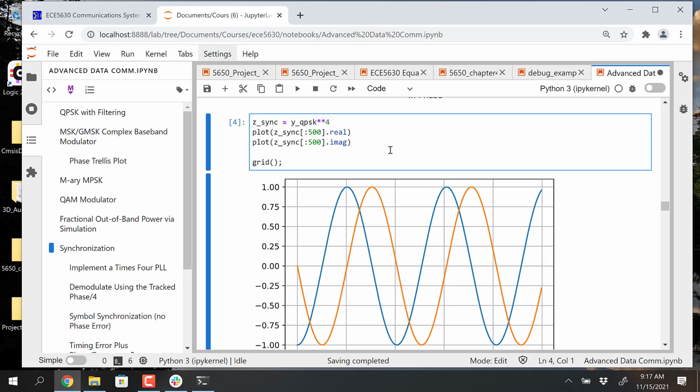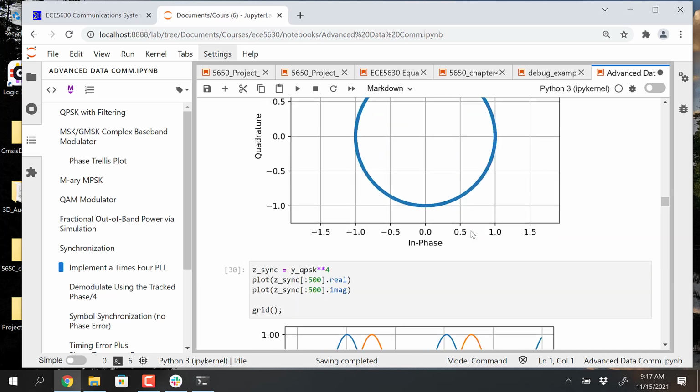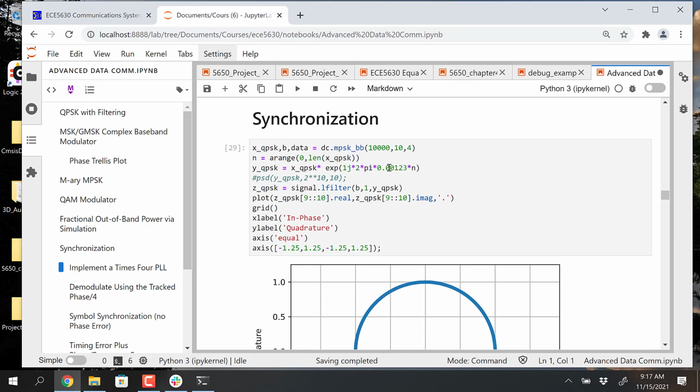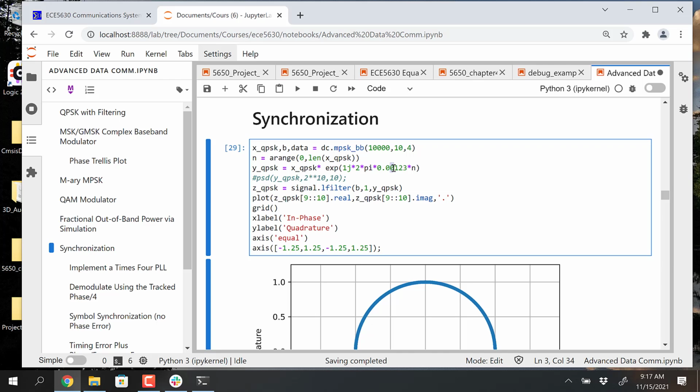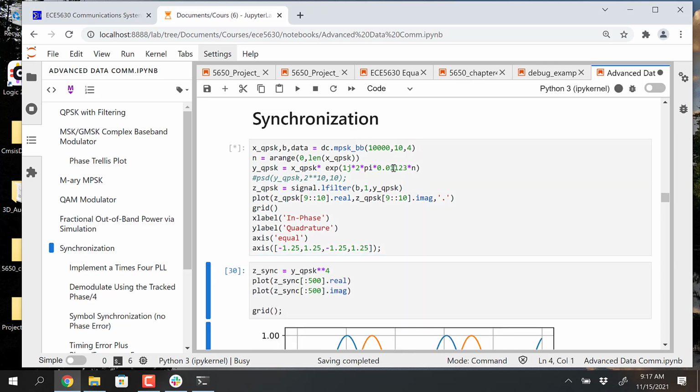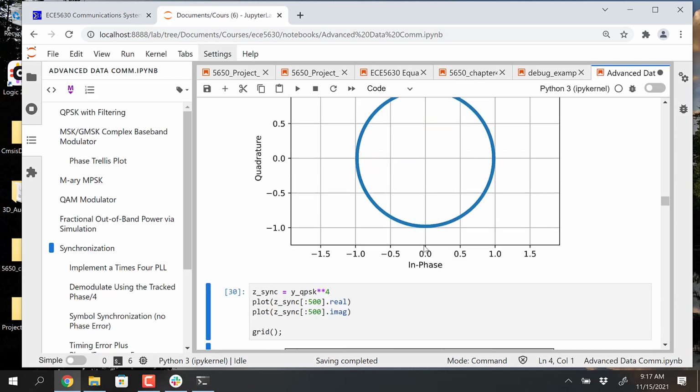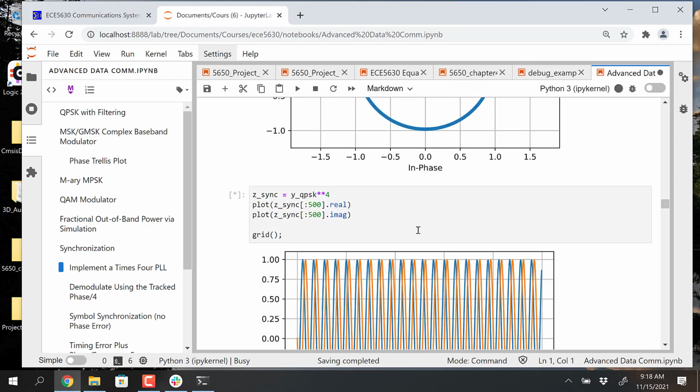Here what I did is I took the QPSK signal, raised it to the fourth power, and this plot of the real and imaginary parts coming out of here is just showing you that there is a sinusoid there. That's the real and imaginary parts of a complex sinusoid. It's just shifted by that 0.023. And just kind of to prove that, if I put a 1 in there, it still is spinning. We can't see how fast it's spinning, but here it's obviously rotating faster.